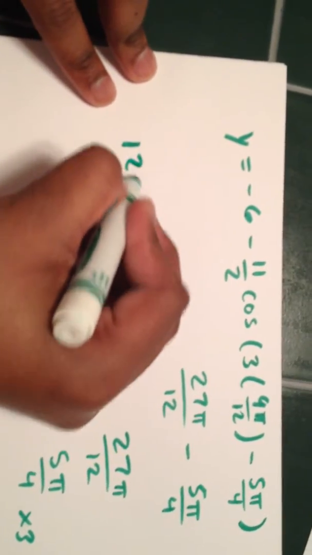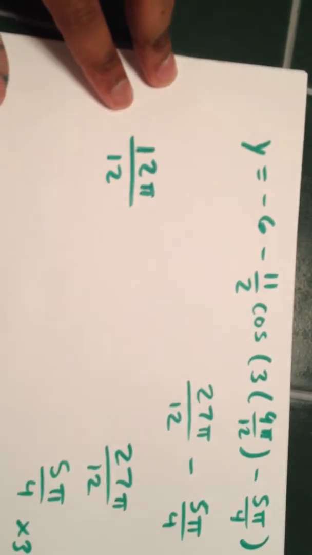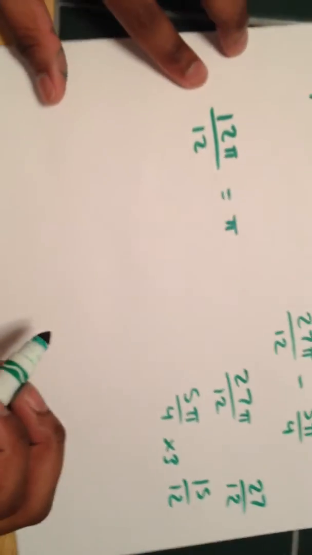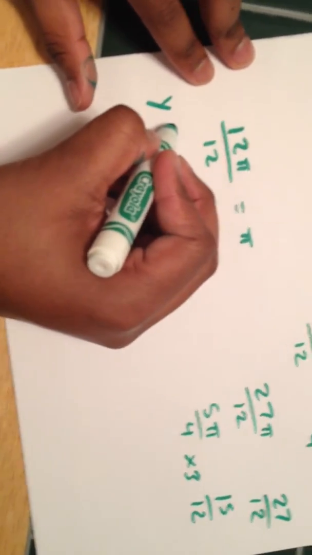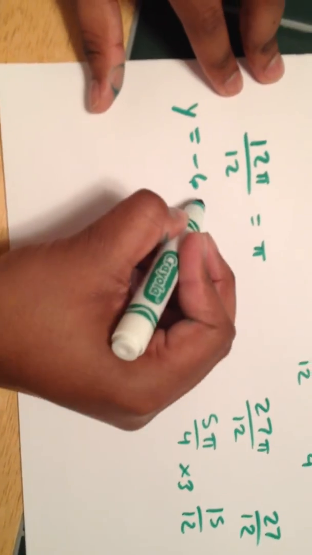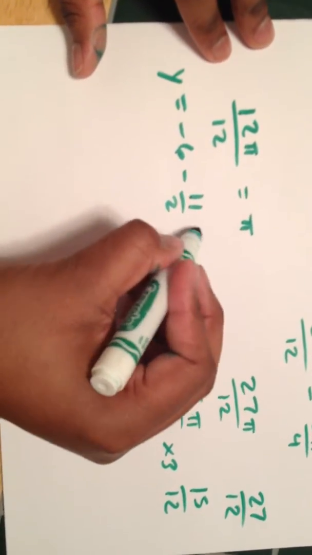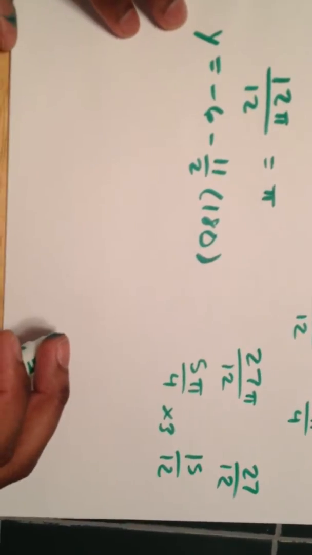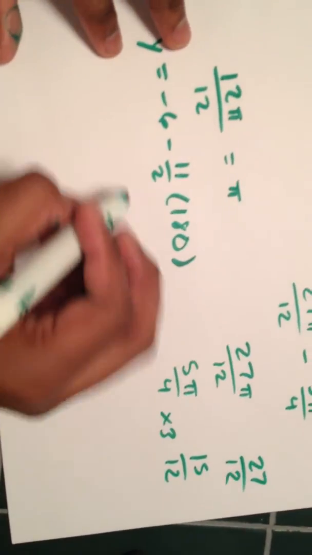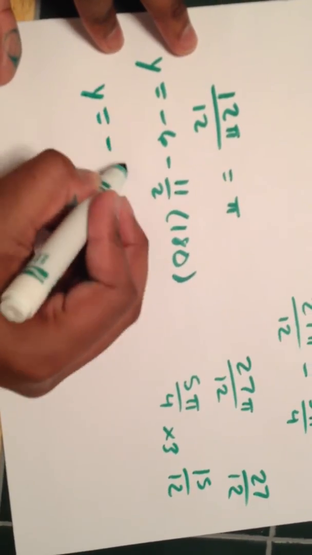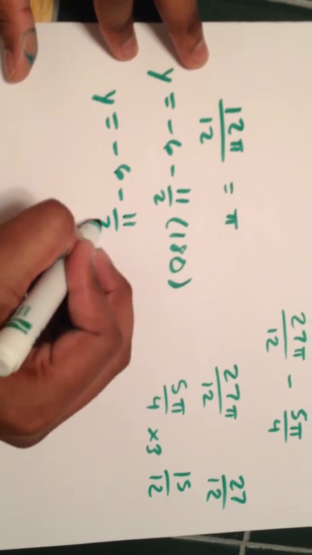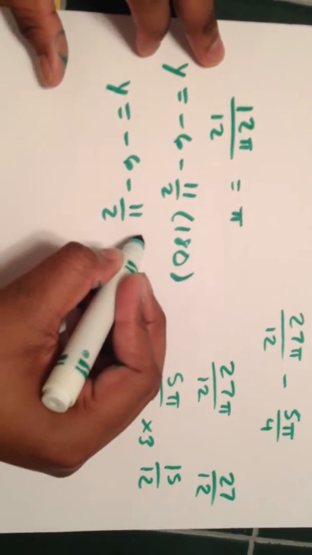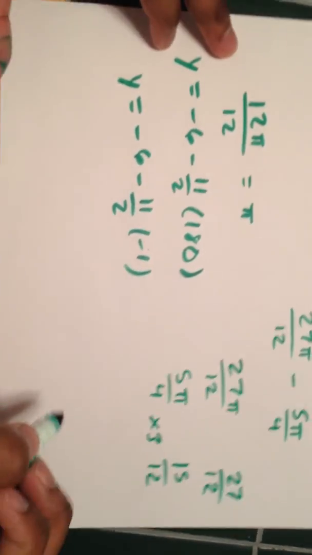Okay, the result is 12 pi over 12. And you can reduce that to pi. Pi equals 180. So that would change into y equals negative 6 minus 11 halves times cosine of 180. Cosine of 180 is understood to be negative 1. So that would change into y equals negative 6 minus 11 halves, times negative 1.